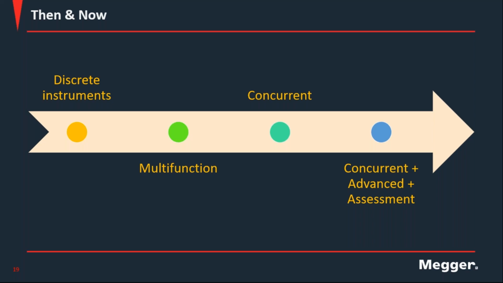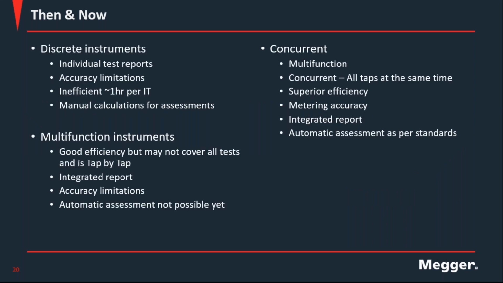And now, because you have all of the tests in these multifunction and concurrent instruments, more tests were added to the set of activities that you can perform with the instrument. So now you have a comprehensive result in one single place, and the software can use that information to perform the calculations that are needed to perform the assessment. So, more details about the discrete, multifunction, and concurrent.